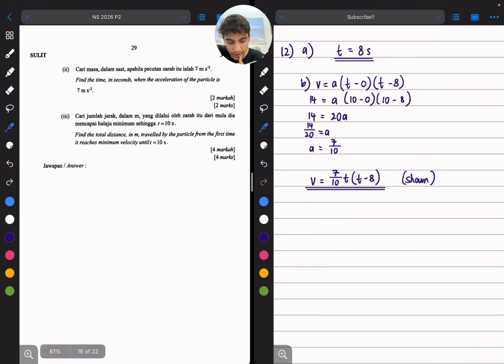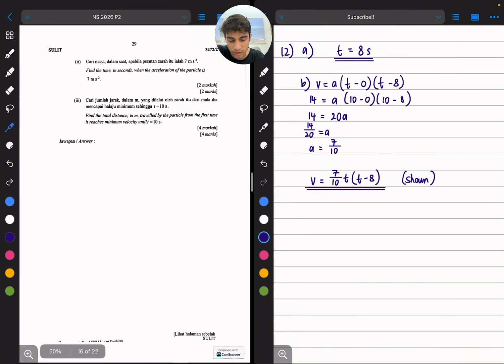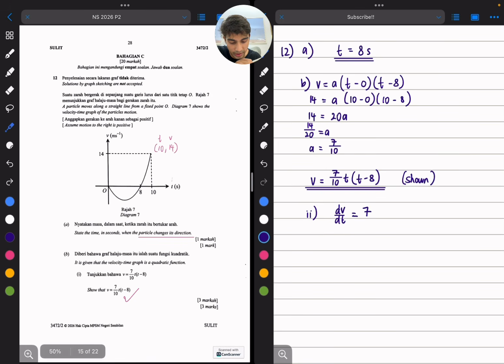Okay, next one. Find the time in seconds when the acceleration is 7. Okay. So since this is a velocity time graph, acceleration will be change in velocity over change in time. That means dv/dt will give us our acceleration. So they said acceleration is 7. So we can say our dv/dt equals 7. So we need to find the time now.